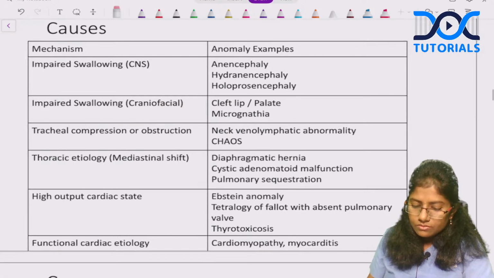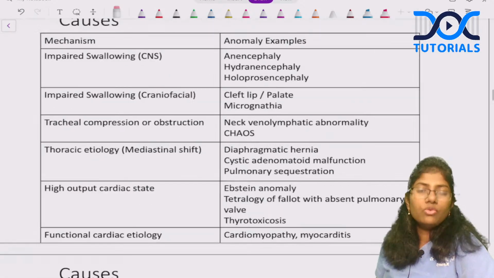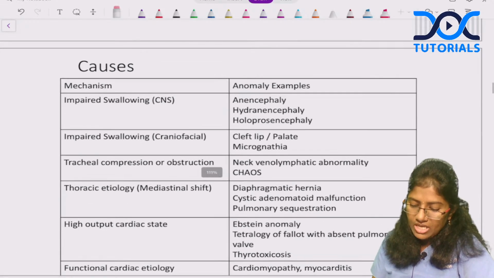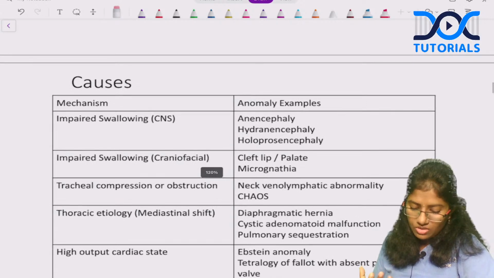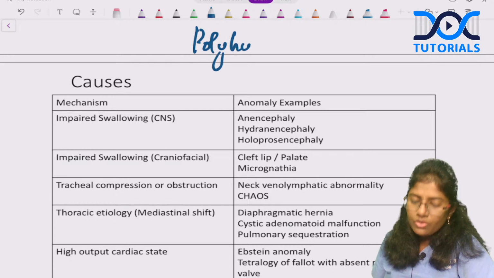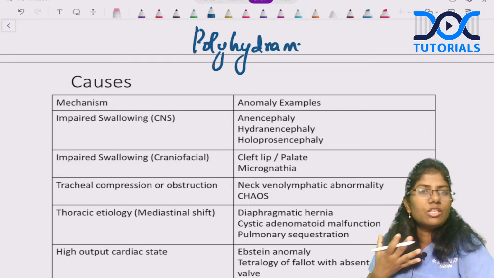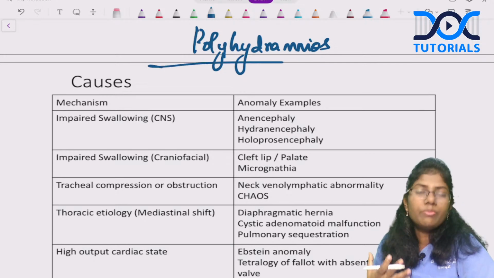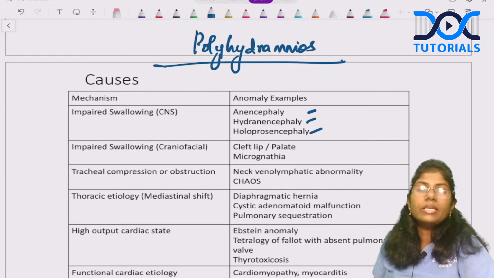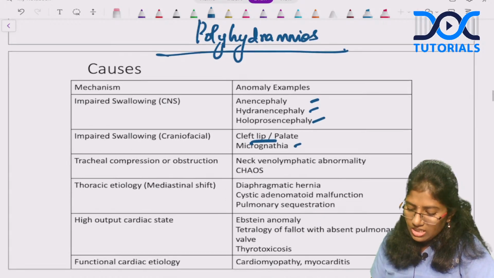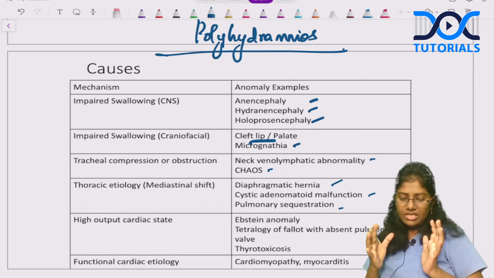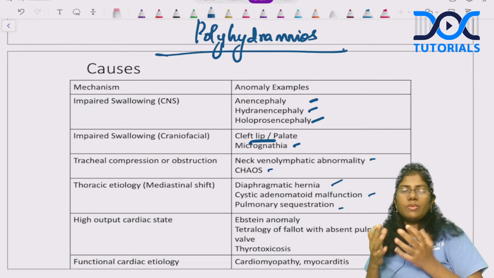Okay, so what are those conditions which lead to polyhydramnios? Anencephaly, hydranencephaly, holoprosencephaly, cleft lip and cleft palate because the baby cannot swallow properly, micrognathia, small mouth because the baby cannot swallow properly. Any mass that obstructs the esophagus and prevents the fetus from swallowing, like say neck venolymphatic abnormality, diaphragmatic hernia, cystic adenomatoid malformation and pulmonary sequestration. These all are mediastinal obstructions which prevent the baby from swallowing properly.